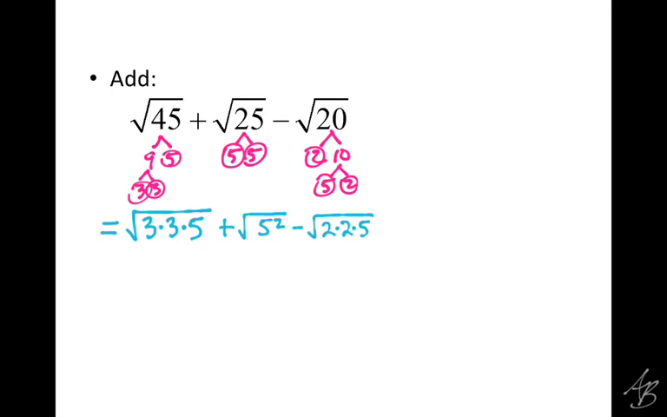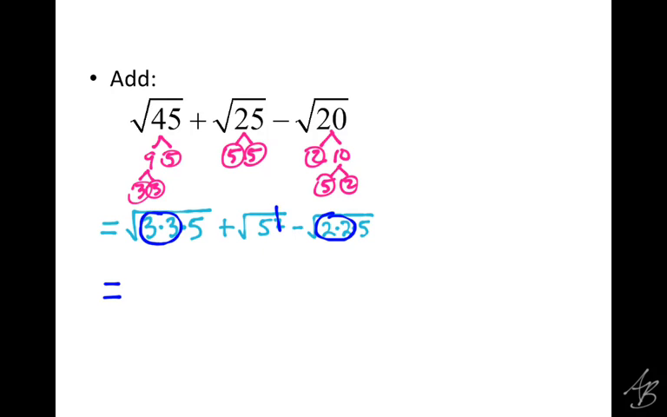All right, now what? Circle in pairs. We've got a pair of 3s here. We've got a pair of 2s here. And if you wrote this as 5 times 5, that would be another pair to circle. Or since I wrote it as 5 squared, what can I do? Cancel the square with the square root. Notice that the square and the square root are both canceling each other out, so that's just going to leave the 5 all by itself.